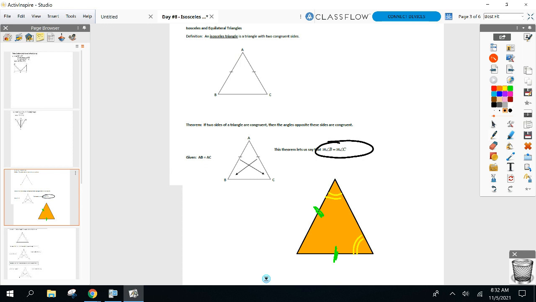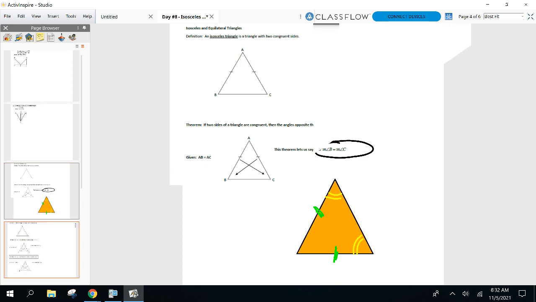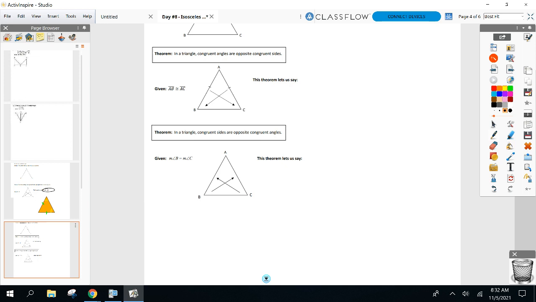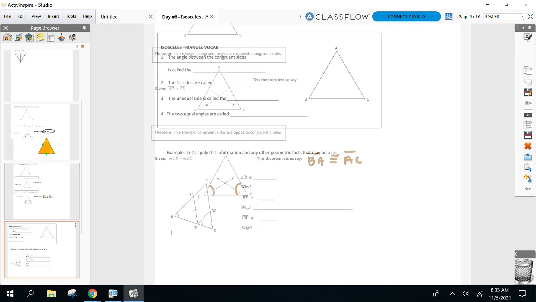All good? And then we can also go in reverse. If you're given two angles that are congruent, you can say the sides are congruent. So if B is congruent to C, this theorem lets us say which two sides are equal: BA is congruent to AC. Again, it's not just the left and the right sides. It depends on where the congruent angles are. Everyone all right? We're going to use those facts in a proof on Monday, but for today, we're just going to stick with the algebra.